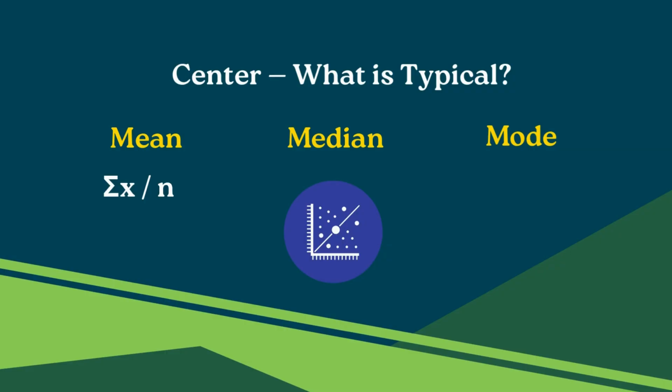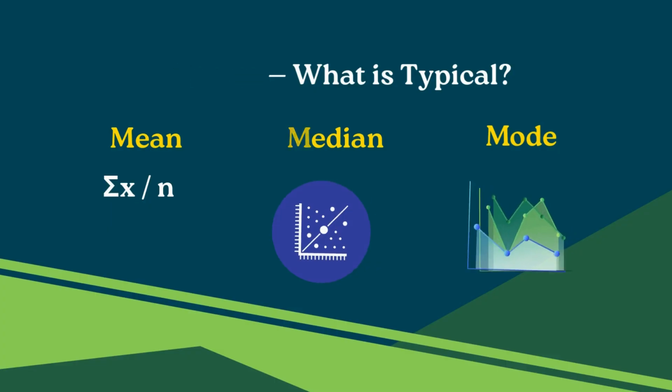Median is the middle value when all data points are arranged in order. It divides your data set into two equal halves. And mode is simply the most frequent value, the one that appears most often.